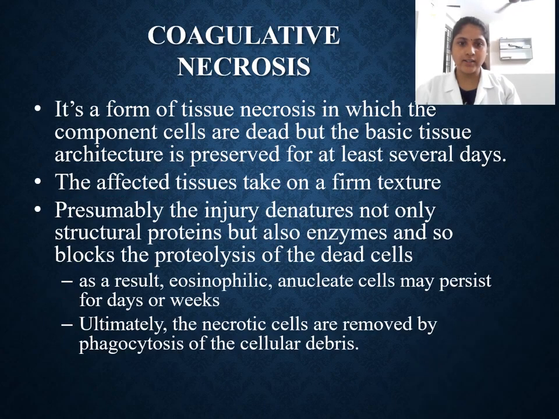Coagulative necrosis. It is a form of tissue necrosis in which the basic component of the cells are dead, but the basic tissue architecture is preserved for at least several days. The affected tissue takes on a firm texture. Presumably, the injury denatures not only the structural protein but also enzymes, which blocks the proteolysis of the dead cells. As a result, eosinophilic anucleated cells may persist for days or weeks. Ultimately, the necrotic cells are removed. Phagocytosis of the cellular debris can occur.